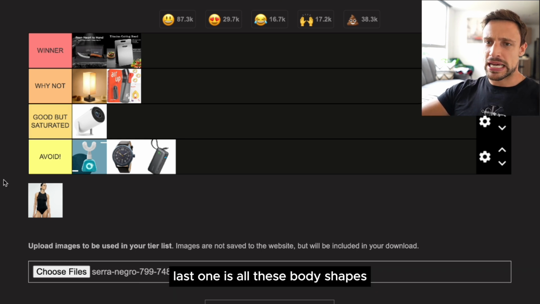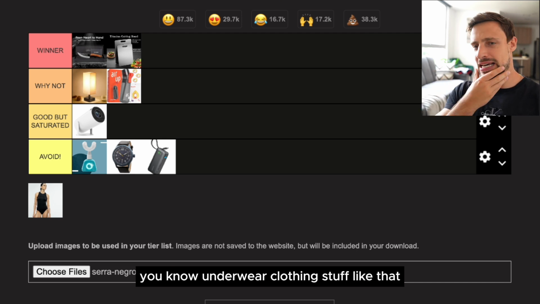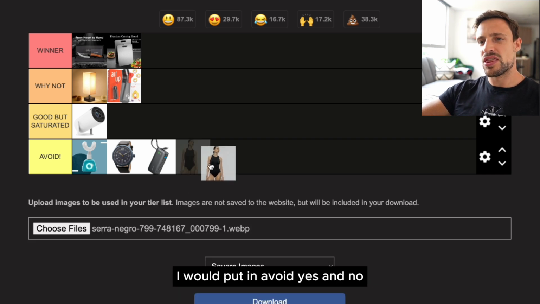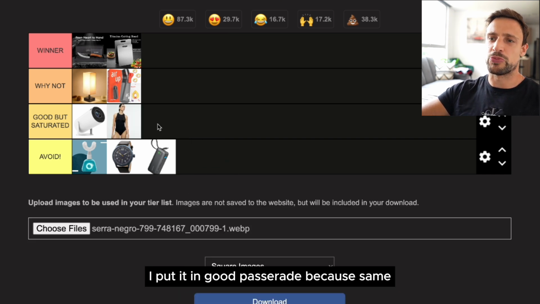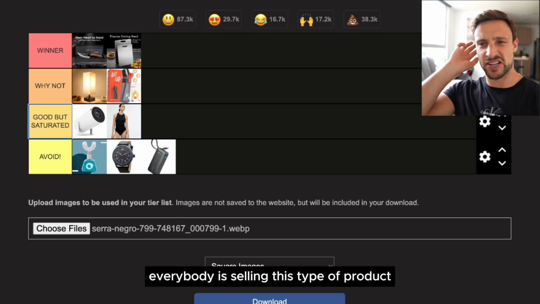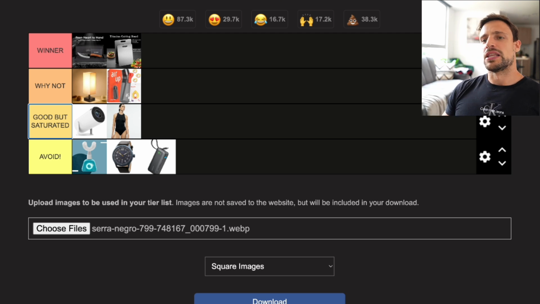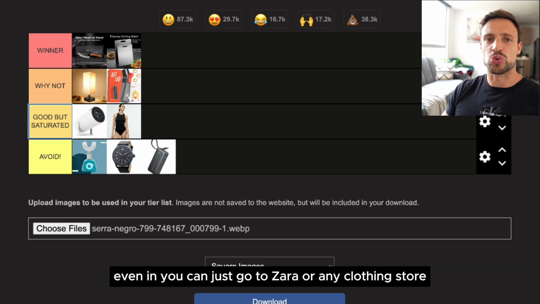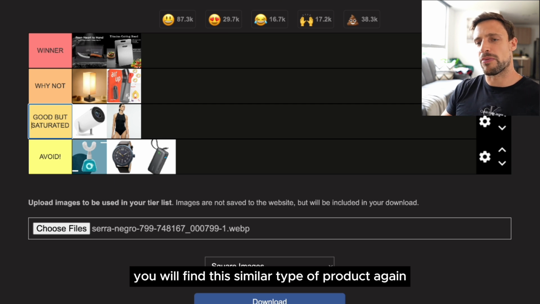Last one is all these body shapers, underwear, clothing, stuff like that. I would put it in avoid, yes and no. If you have a good product, I put it in good but saturated, because everybody is selling this type of product. We saw it over and over again. Why you? You can even just go to Zara or any clothing store, and you will find this similar type of product.